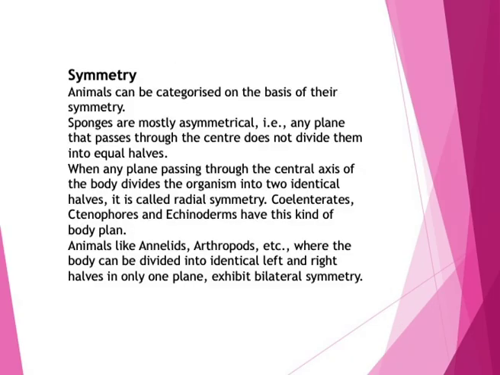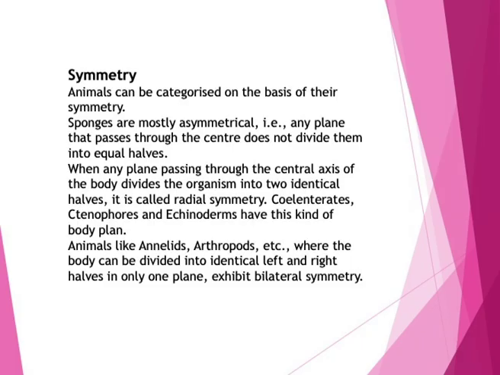Symmetry. What is symmetry? Animals can be categorized on the basis of their symmetry. Sponges are mostly asymmetrical, that is, any plane that passes through the center does not divide them into equal halves. When any plane passing through the central axis of the body divides the organism into two identical halves, it is called radial symmetry. Coelenterates, ctenophores and echinoderms have this kind of body plan.